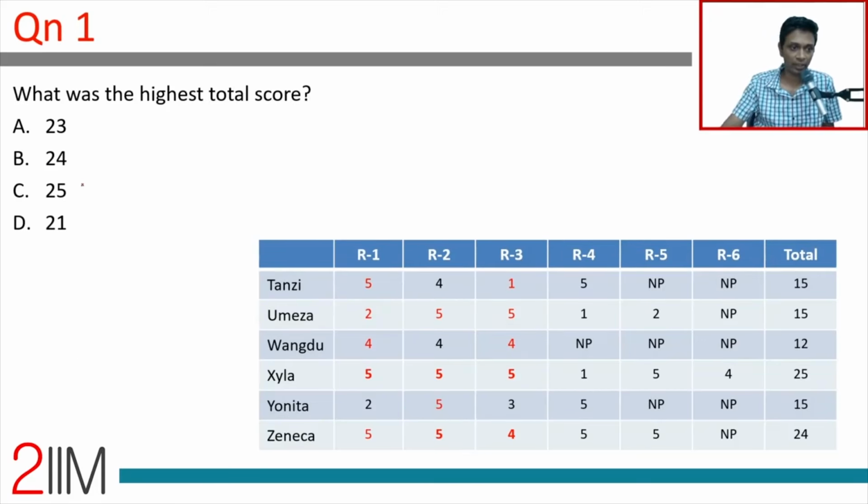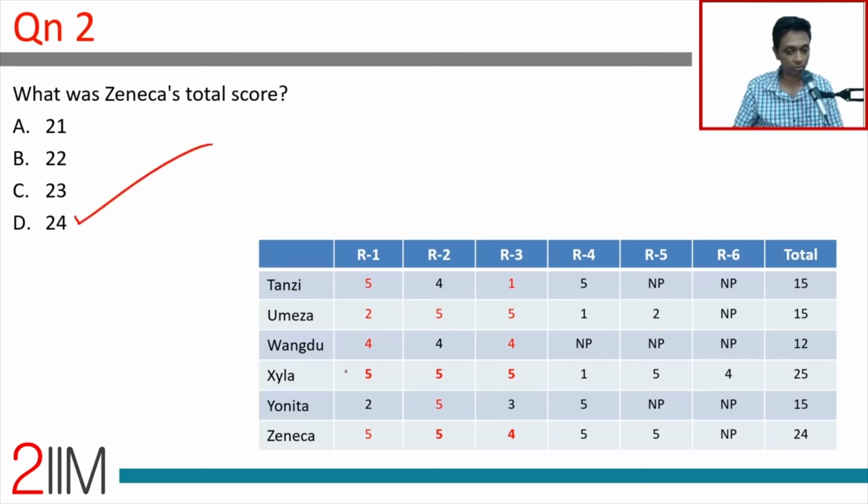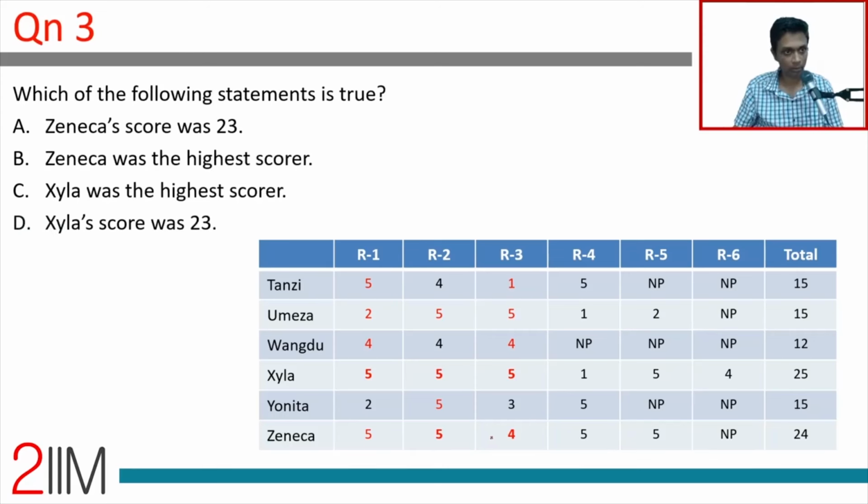What is the highest score? 25. Xyla. One of the first inferences we made. What was Zeneca's total score? 24. Basically, it could have been 21 or 24. 24 fits properly. Which of the following statements is true? Zeneca's score was 23. No, it was 24. Zeneca was the highest scorer. No, it was Xyla. Xyla was the highest scorer. True. It was 23. No, it was 25.